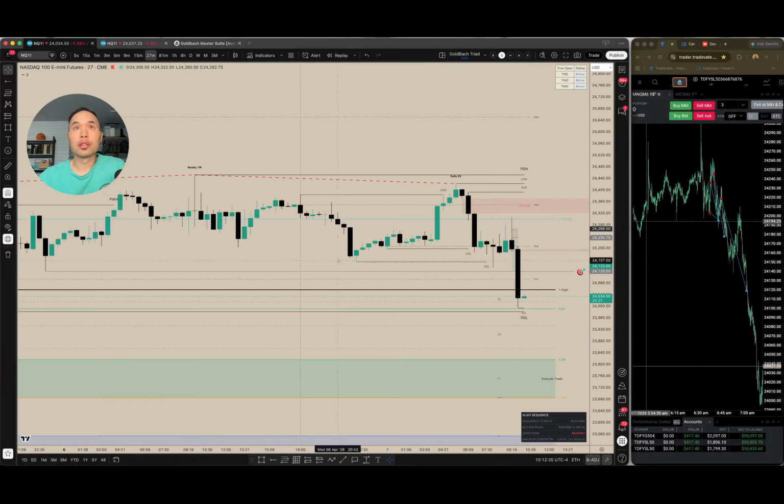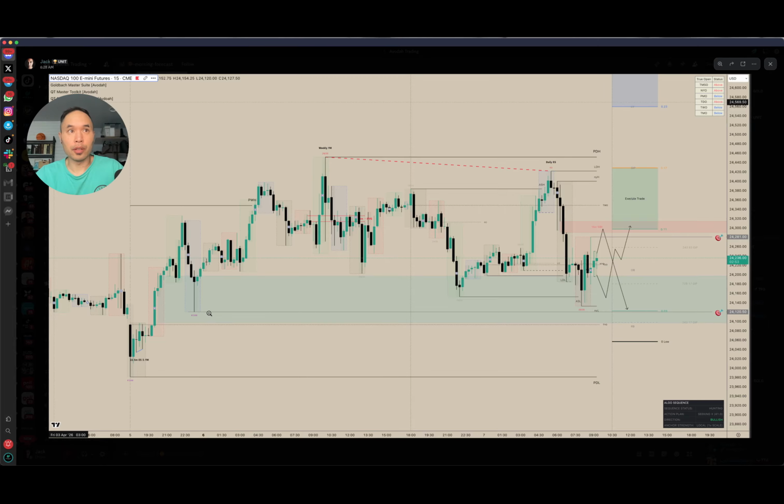And I was saying that I want to see this go up here, hit this 15-minute BISI, then come down. So this would be my first, not target, but this would be my POI, this high here. And then my ultimate target would be the fill of this low here. And so let's see what happens.